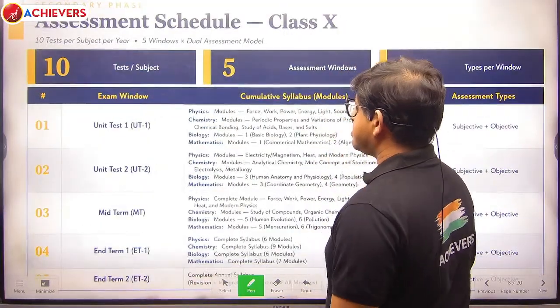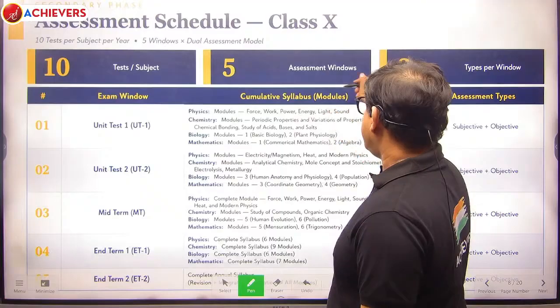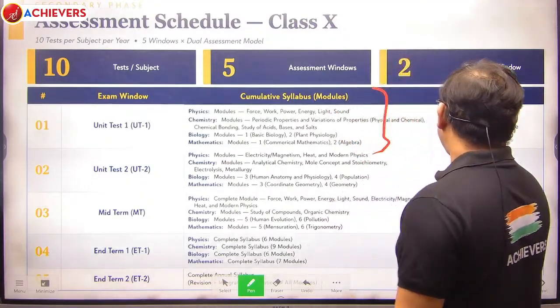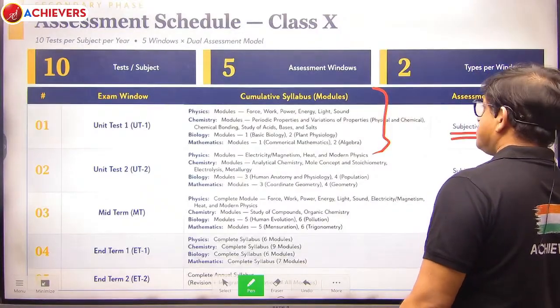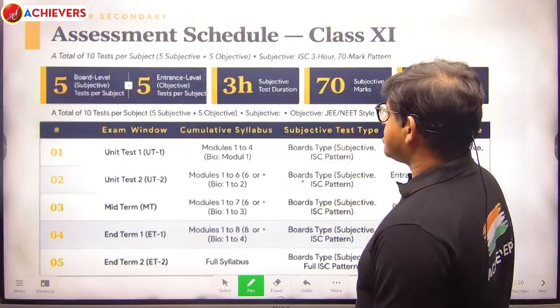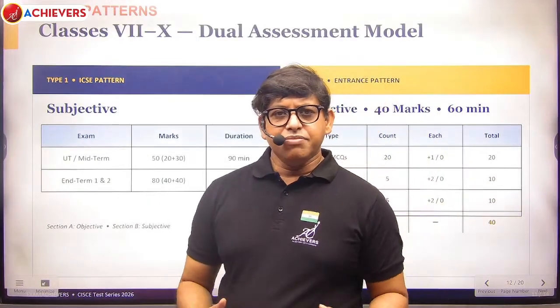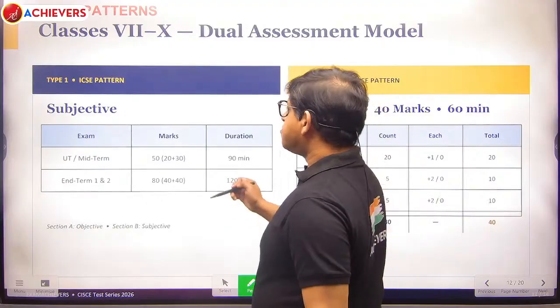This is for class 9. I showed class 10. You will be given all the detailed syllabus, and will have a subjective exam, it will have an objective exam, like that. So this is the entire structure. 11, 12, same. I'm just skipping that. It will be same, and everything will be given to you in that particular booklet.